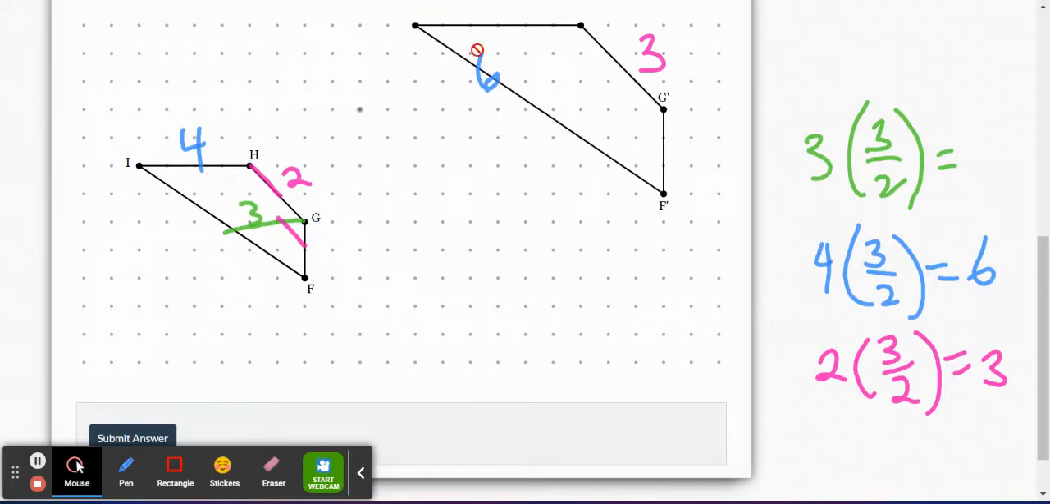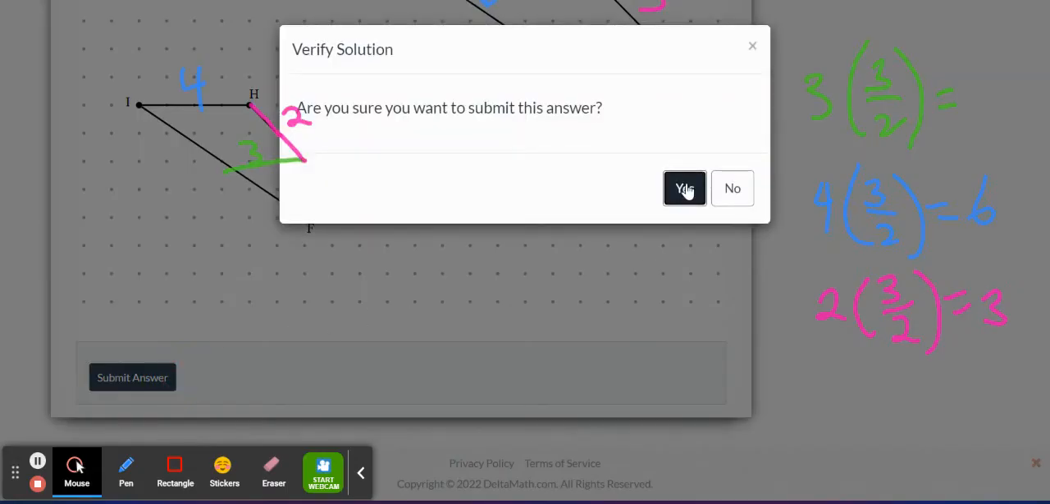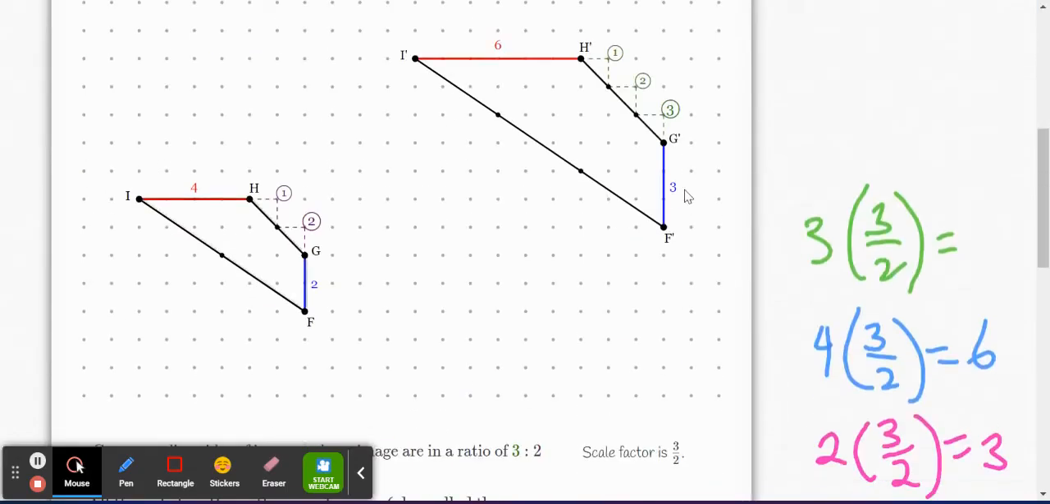So here we have the corresponding sides. This side is 4. This is 6. This is 2. This is 3. All that good stuff. All right. So you're using the scale factor to figure out your dilated images. Submit it. And it does get bigger. So you might have to do some scrap work on the side to figure out the side lengths of these figures. All right. So that's it for today's video.